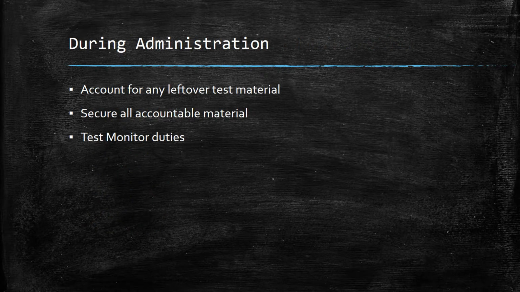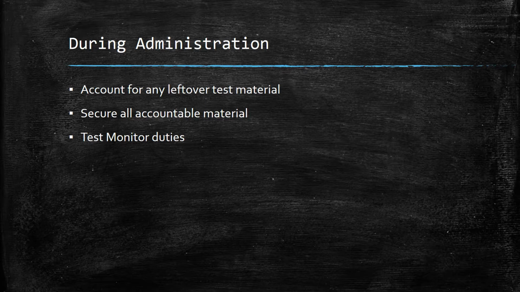During the administration of the test, as the test monitor, your duties will primarily be to ensure security and accountability and adequate and correct administration procedures during the test. That may or may not require you to move throughout the building to ensure that everything is in accordance with the rules and regulations. Before you start that part of your role, you are responsible for accounting for any leftover test material. For whatever reason, you may not distribute all of your material as originally planned. If that happens, then make sure that you secure all accountable material.